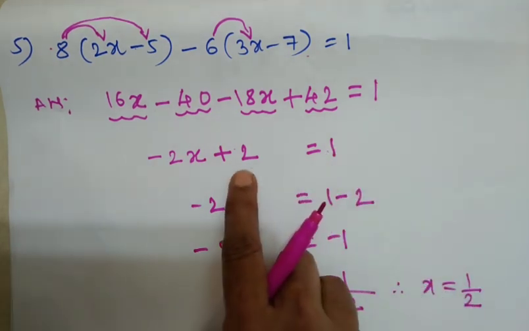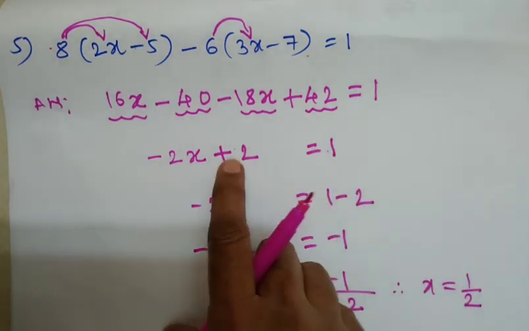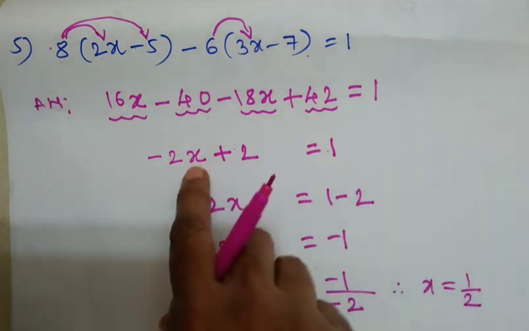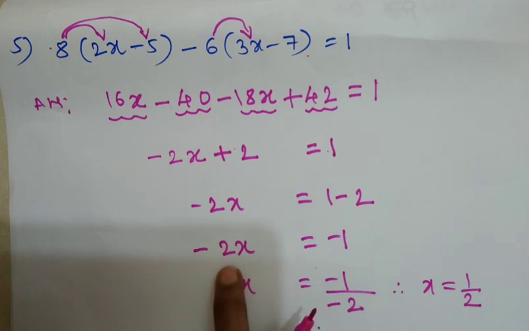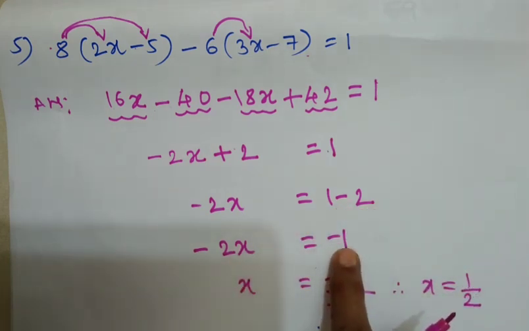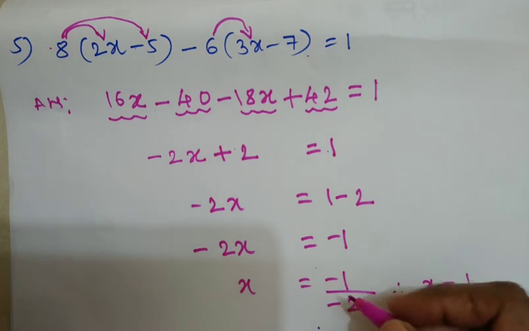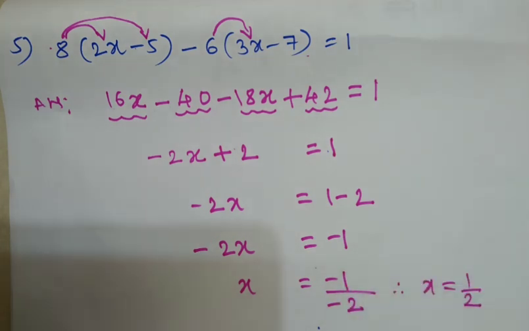Now you have to take plus 2 to the right side, then plus 2 becomes minus 2. So minus 2x is equal to 1 minus 2, which is minus 1. So what is x equal to? Minus 1 by minus 2. Now minus divided by minus is plus, so x is equal to half. If you want, you can cancel, or you can write directly that x is equal to half. 1 by 2 is the solution of this equation.